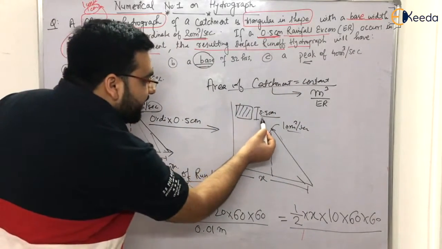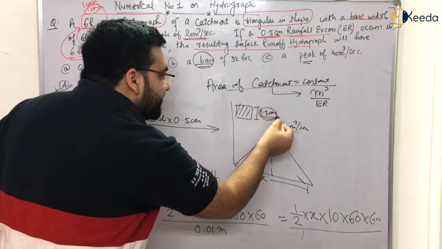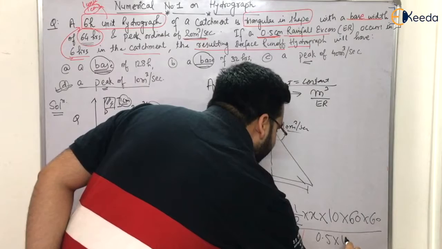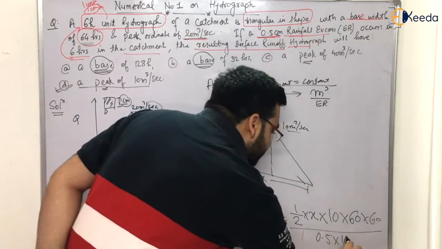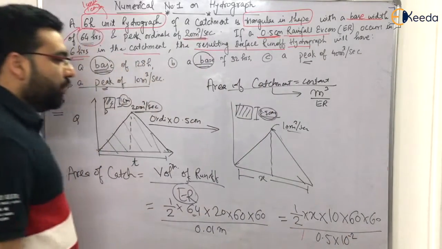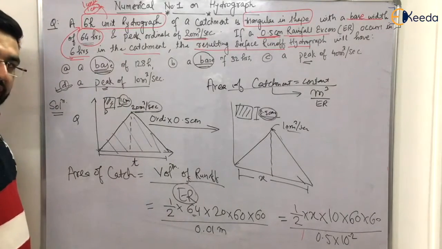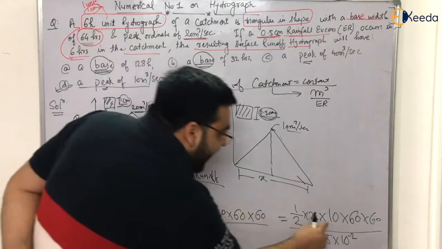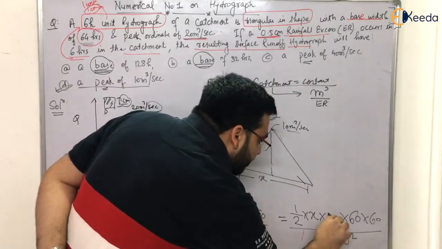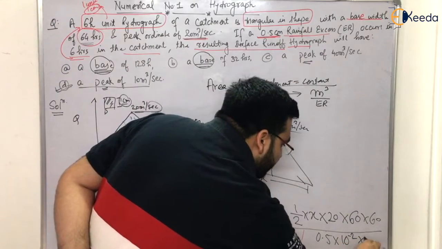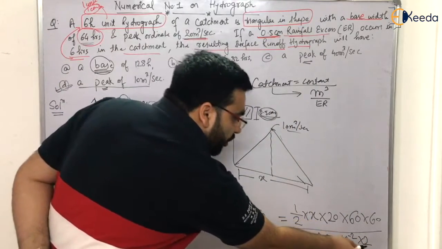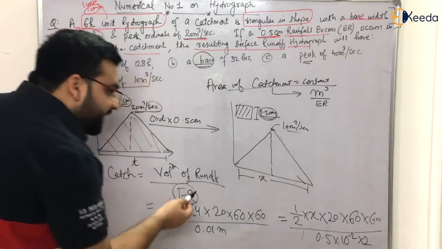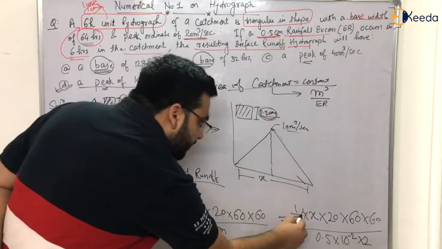Now how much is the effective rainfall depth? That is 0.5 centimeter. So 0.5, this is centimeter, into 10 raised to power minus 2. That is 0.005. Okay? So can I write it like this? Can I multiply it with 2 and divide it with 2? It was 10 actually. So if you divide it with 2, you will get 10 also. So why have I done it like this? Because you will get the same value. So half will get cancelled out, right?